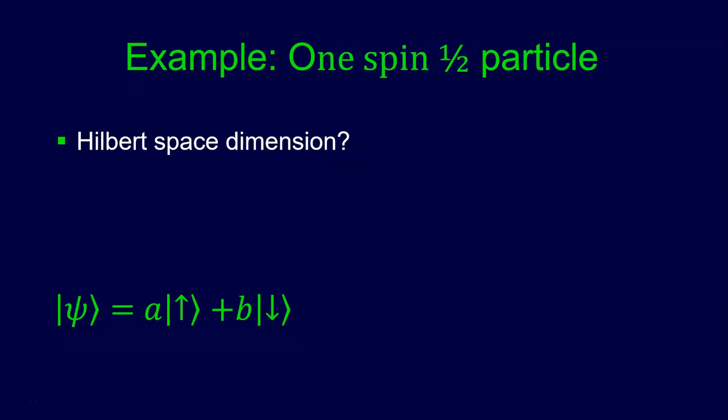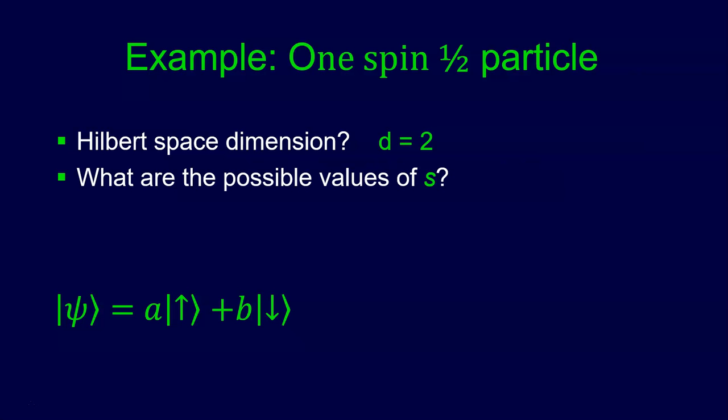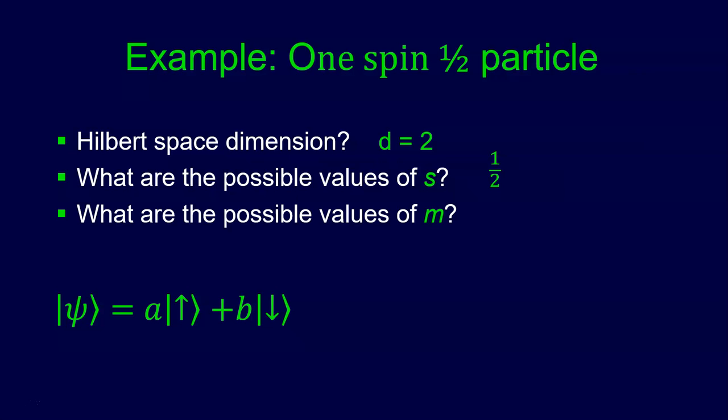I just wanted to slow down and think about this. If we have just one spin 1/2 particle, what is the Hilbert space dimension? Well, it's going to be a dimension of 2. And what are the possible values of s? It's always going to be 1/2 for this one. And what are the possible values of the m quantum number? It's 1/2 and -1/2. And so our dimension is 2, which means we can represent any ket as a linear combination of spin up and spin down. And that's where we get the dimension d = 2 for that.